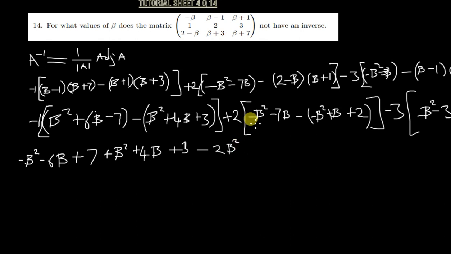Okay, so this will be again minus 14 beta, then this will be minus, so it's going to be plus when I multiply this negative times that. It's going to be plus 2 beta squared, and then this will be minus 2 beta, and then plus 4. Oh sorry, it will be minus again 4.